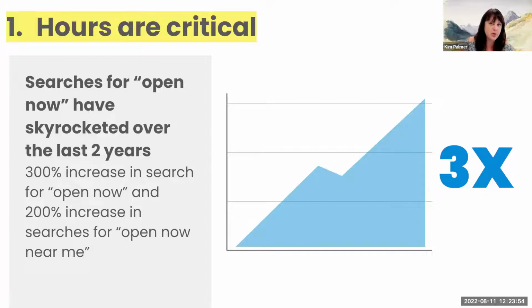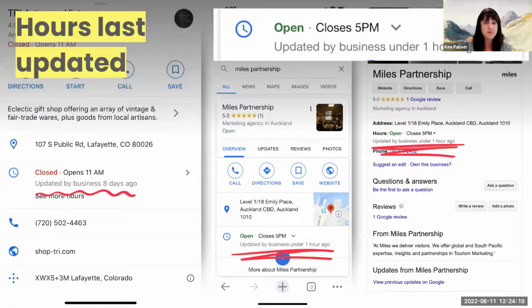And if you think about your own behavior, what's the most common thing you look for about a business? Is it open right now? What time does it close? What time does it open tomorrow? And there's nothing more frustrating than choosing a cute coffee shop that you want to visit and showing up there for your morning brew, only to find that it is in fact closed when Google says that it is open. So we want to make sure that that doesn't happen for our prospective customers.